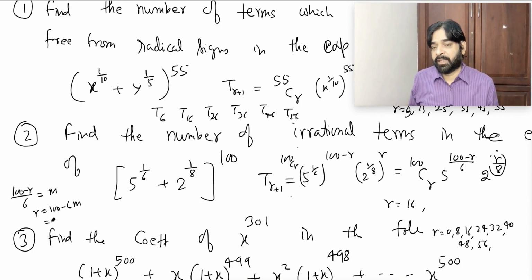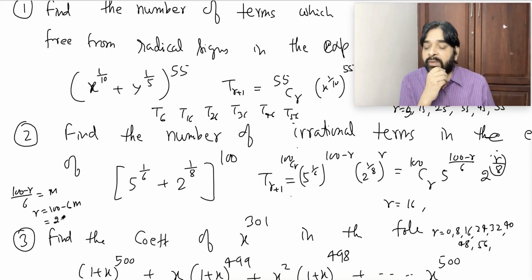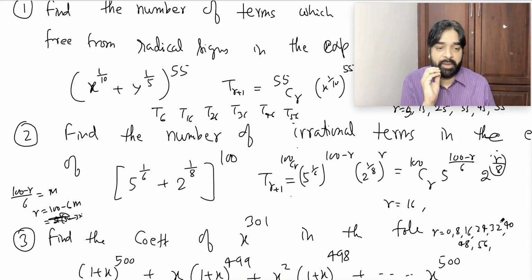100 minus 6M. That means 2, if I take common, 50 minus 3M. No, I thought some logic we could make, but the logic is not coming. So 8 will be there, and after that 16 is there. After that, what is the next one coming? 24? No. 32?